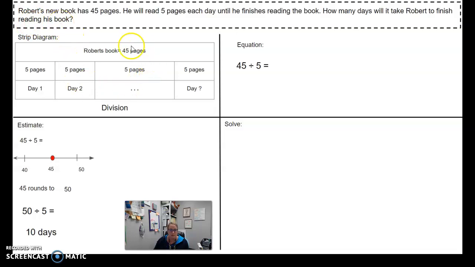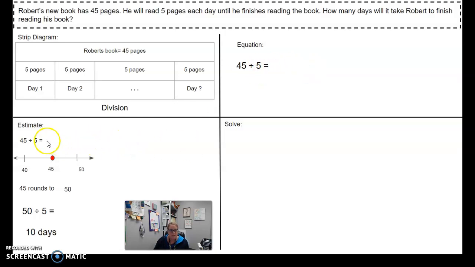Now again, on Monday we created our strip diagram. So I know the book has 45 pages total. I know he's going to read 5 pages each day, but I don't know how many days it'll take to read. That's what we're trying to figure out. And then I move to my equation. So for my equation, I'm going to do 45 divided by 5 equals, and that's what I'm trying to figure out: how many days it's going to take.